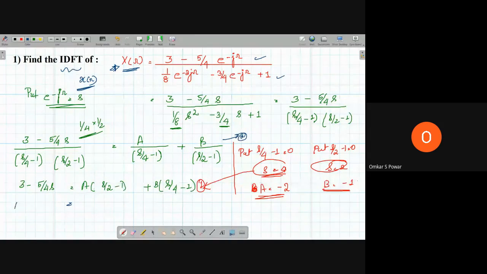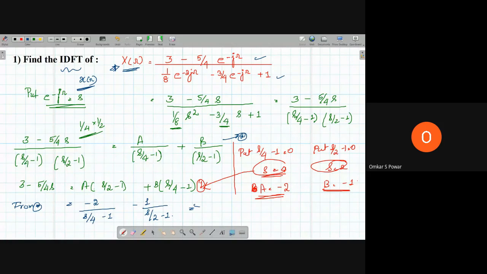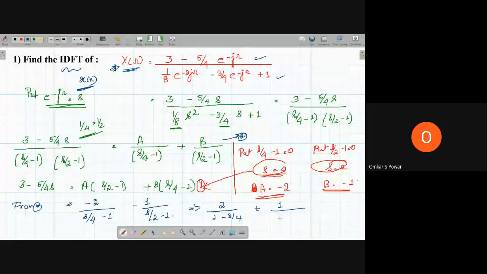So from star, what is the value we get? Minus 2 divided by (s by 4 minus 1) minus 1 divided by (s by 2 minus 1). But what is s? s is equal to e power minus j omega. Do not forget that. So this one I will further simplify. Minus from the denominator I will bring outside, so minus into minus it will be plus 2 divided by (1 minus s by 4) plus 1 divided by (1 minus s by 2).